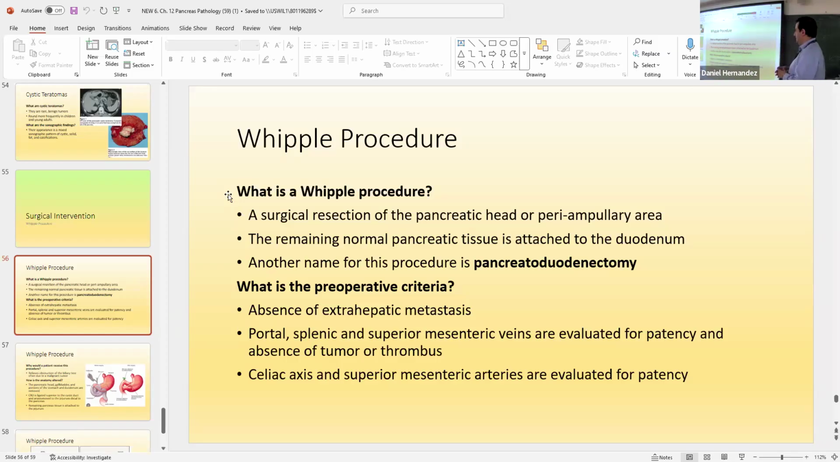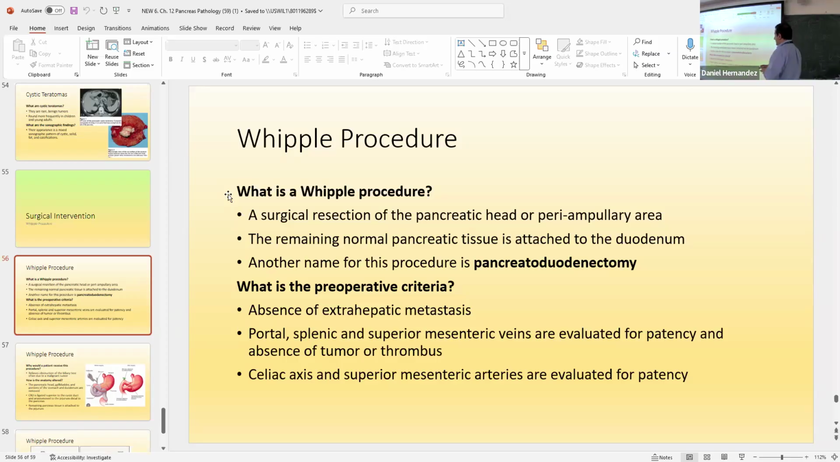So there has to be absence of extrahepatic metastases, meaning the tumor can't be staged outwards. It hasn't spread into the lymph nodes. It's not spread into any adjacent tissues, structures, or organs. So the mass itself has to be still within the pancreas or the head of the pancreas.